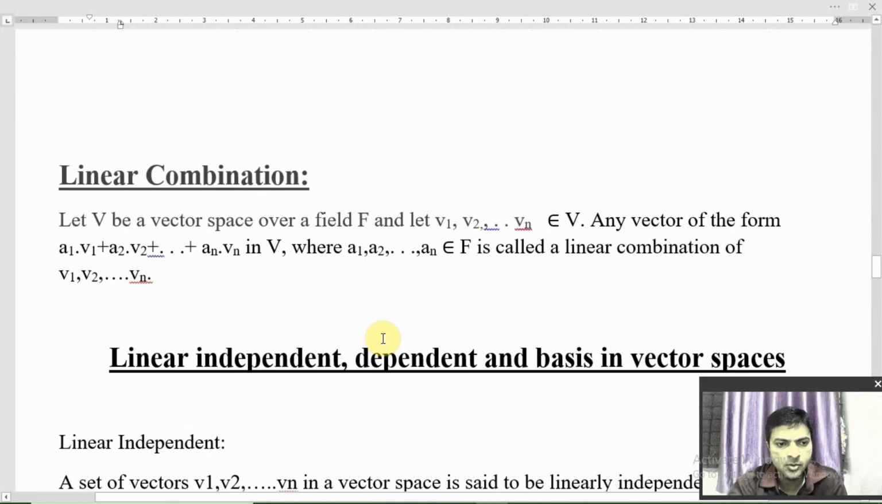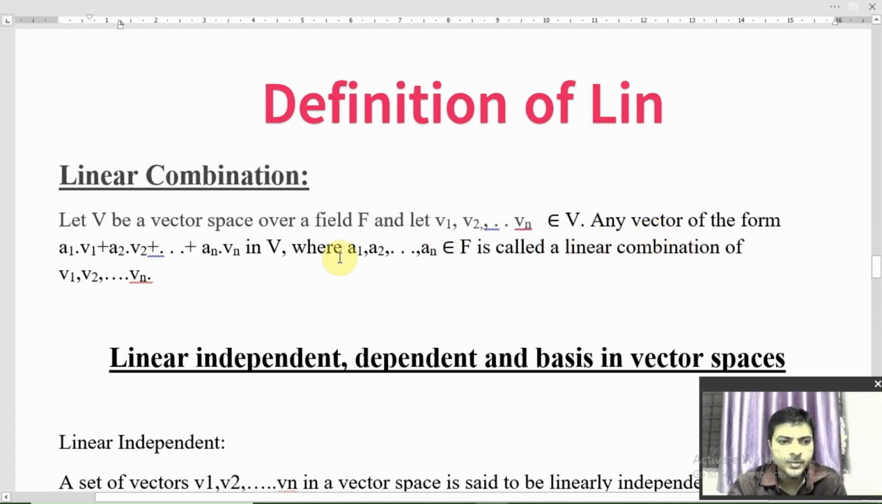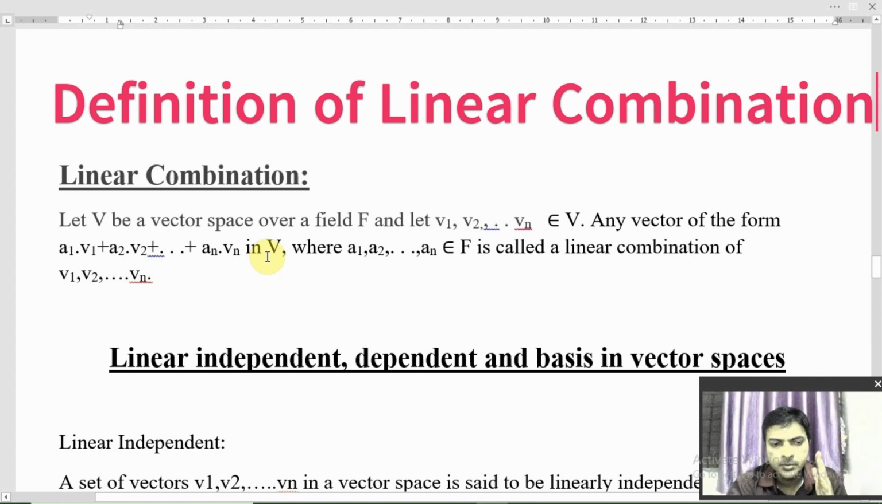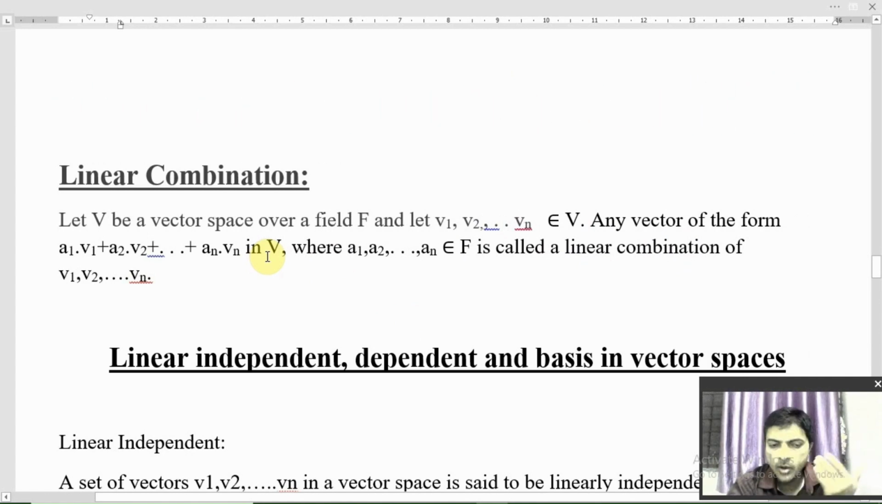We will move to the linear combination, students. V is a vector space over the field F, and let V1, V2, ..., Vn belong to V. Any vector of the form a1 V1 plus a2 V2 plus ... plus an Vn belonging to V, where a1, a2, till an belong to F, is called a linear combination of V1, V2 till Vn. So remember how a linear combination works: it is a combination of field elements and vectors. Together they form the linear combination, which is a vector in the vector space again.